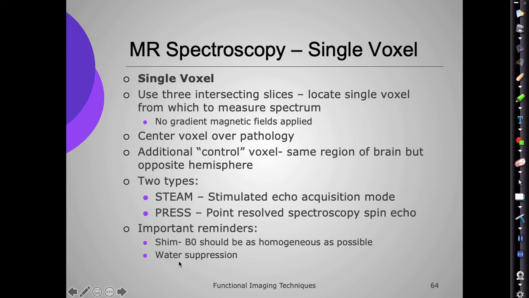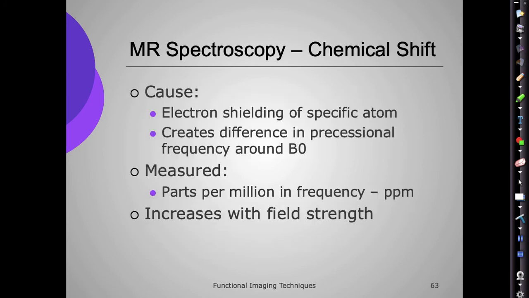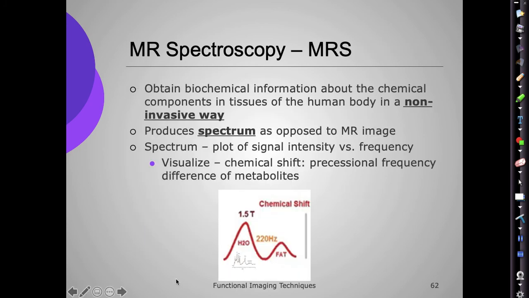And then we need to make sure that we suppress water before we start our pulse sequence, because, once again, these metabolites and their chemical shift are actually going to be under this water peak. So we need to be able to visualize these, and the only way that we're going to do that is by suppressing water.